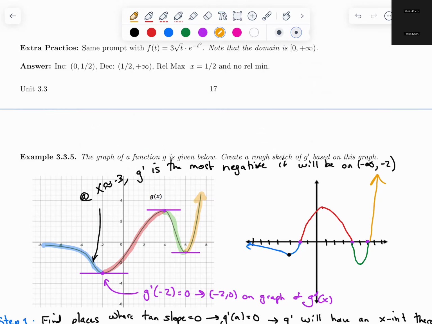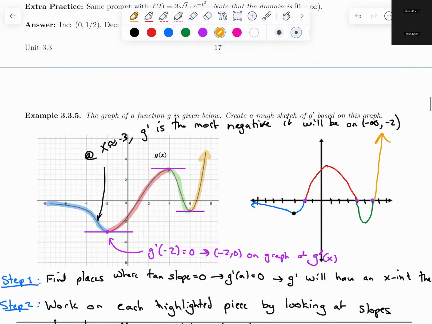Anyways, so that's what it should look like. Pretty cool that we can create the graph of a derivative, even if we don't know the equation of the derivative. So that is G prime's graph.